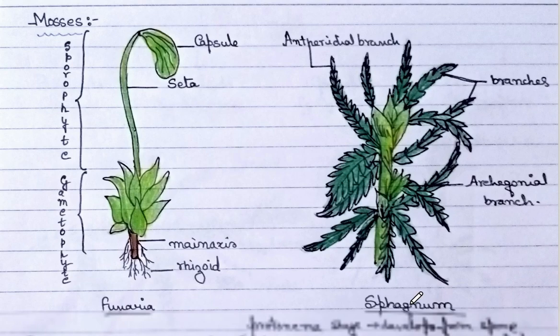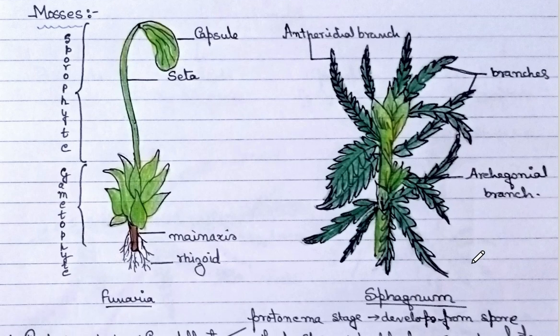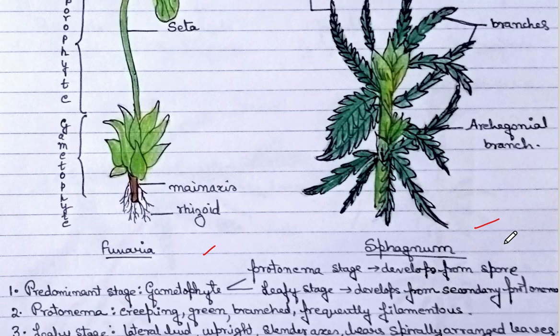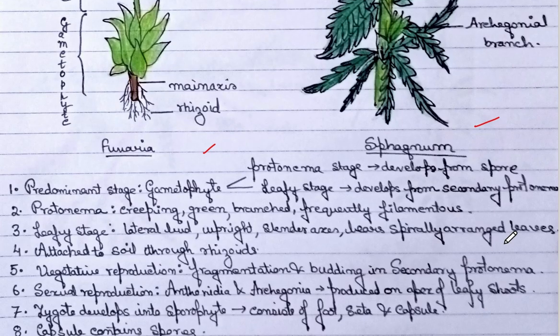We now next go to mosses. So this is a very typical structure of mosses. This is funaria and this is sphagnum. Sphagnum is the one which produces peat for fuel. Okay, you remember that, no?